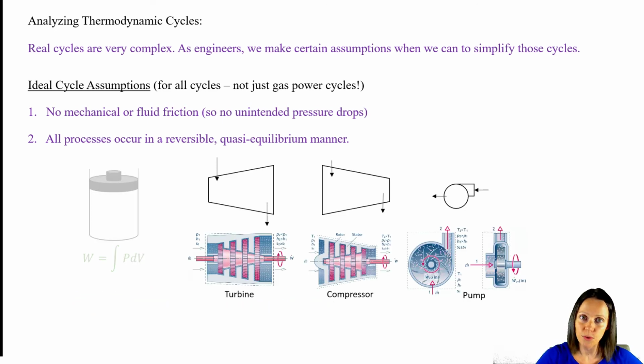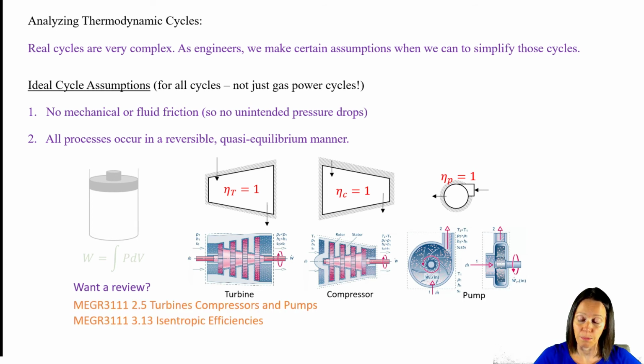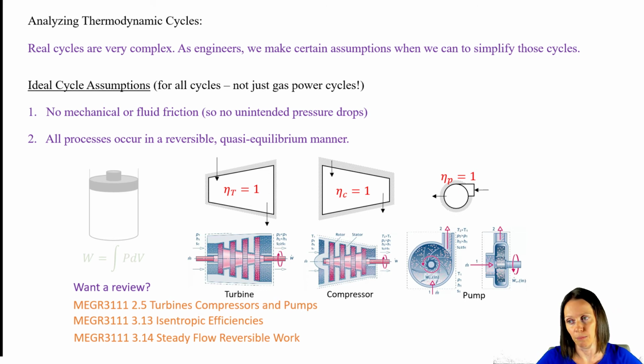The other place that this will come into play is when we talk about turbines and compressors and pumps, so open systems. These are all devices that are typically insulated, so if we model those processes as adiabatic, so Q is equal to 0, a process that's adiabatic and reversible is also known as isentropic. And so all of those devices would be assumed to have an isentropic efficiency of 1. If you need a review, there's a video on turbines, compressors, and pumps, isentropic efficiencies, and also steady flow reversible work, which is really useful when you're talking about pump work.